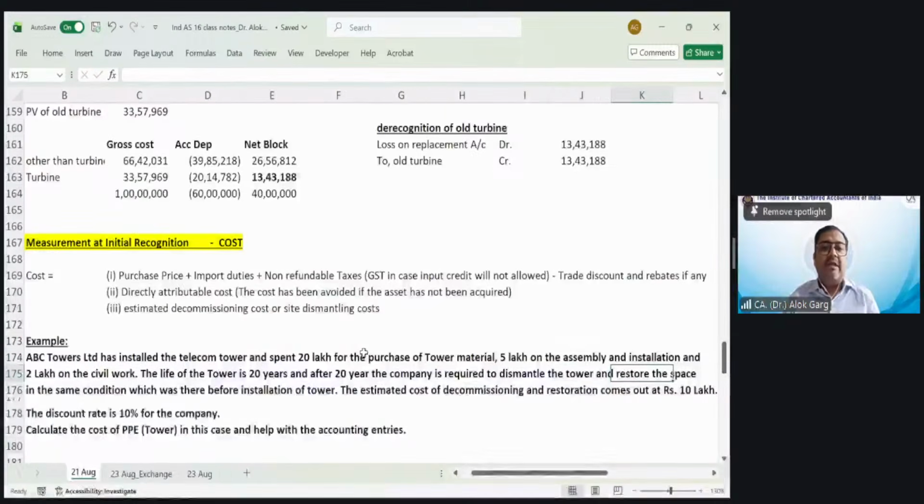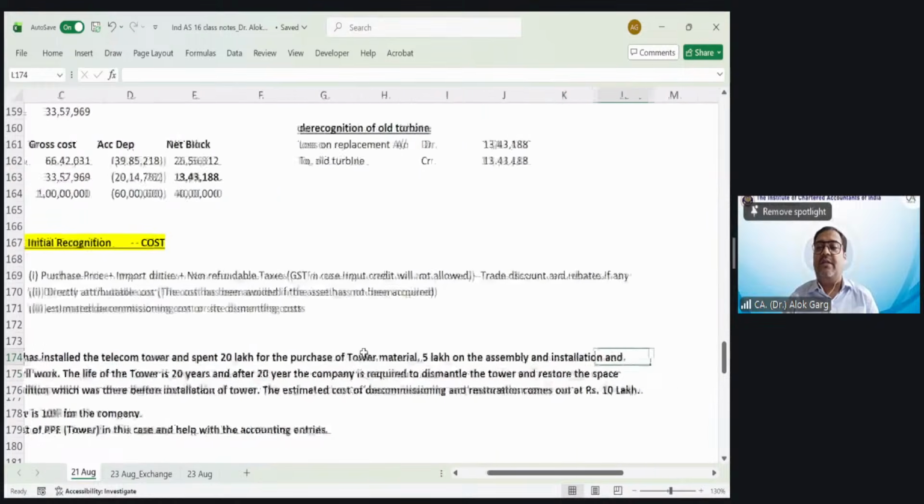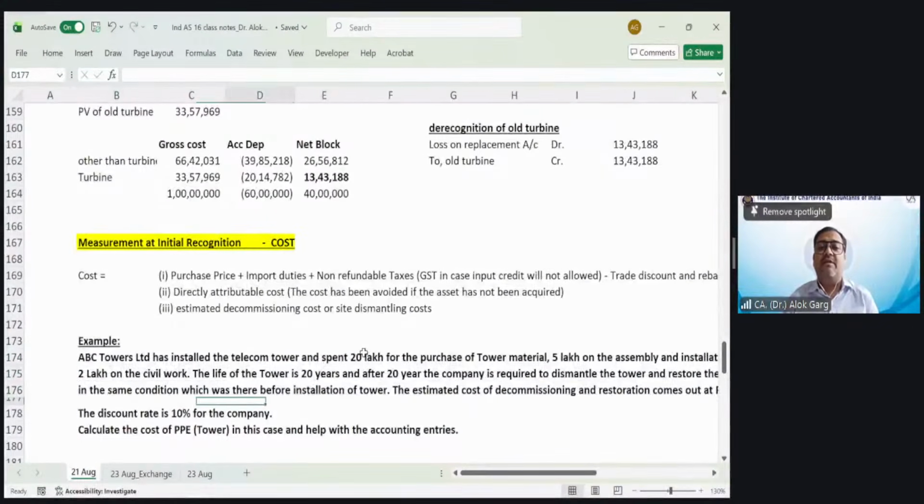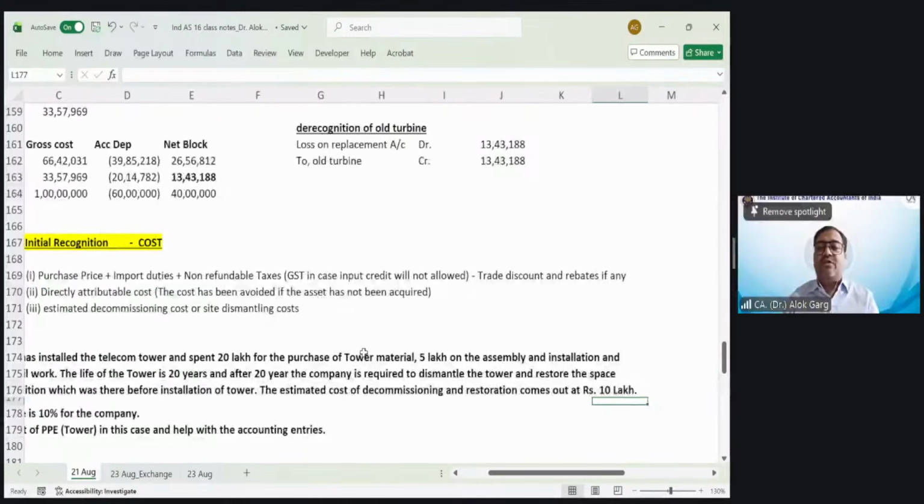The life of the tower is 20 years, and after 20 years, the company is required to dismantle the tower and restore the space to the same condition which was there before installation of the tower. The estimated cost of decommissioning and restoration comes out at 10 lakh rupees.